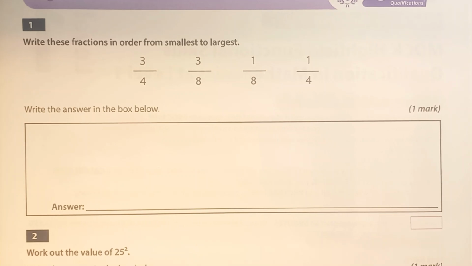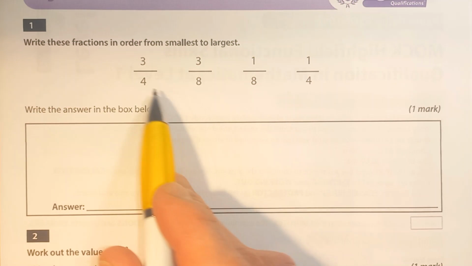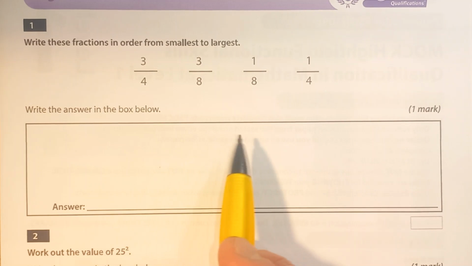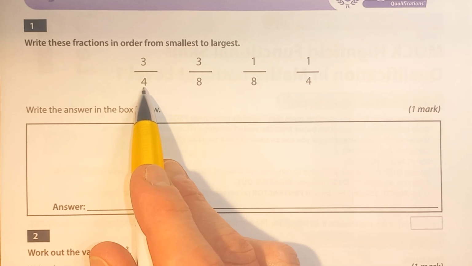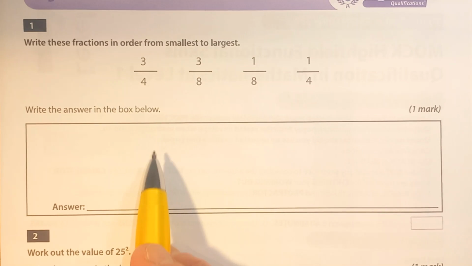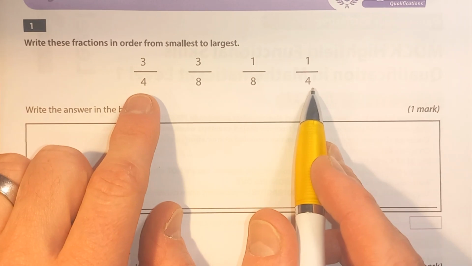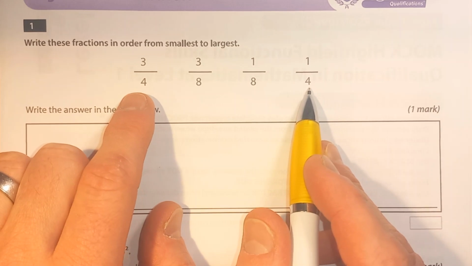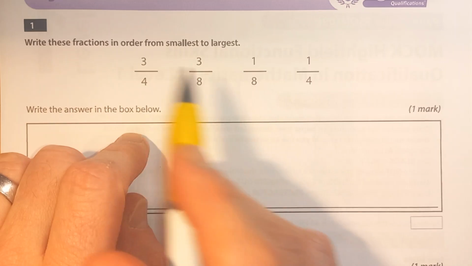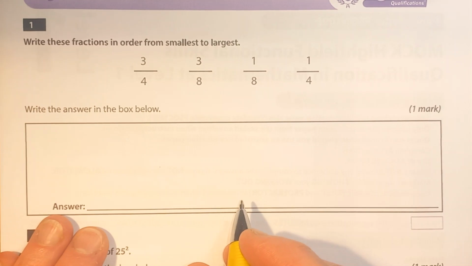Question 1. Write these fractions in order from smallest to largest. Well, at the moment, they're not all the same denominator. But we can see that we've got 2 4s in the denominators and 4 goes into 8. So what we can do is convert these two fractions into equivalent fractions, so they're all going to be over 8. And then we can just compare the numerators.